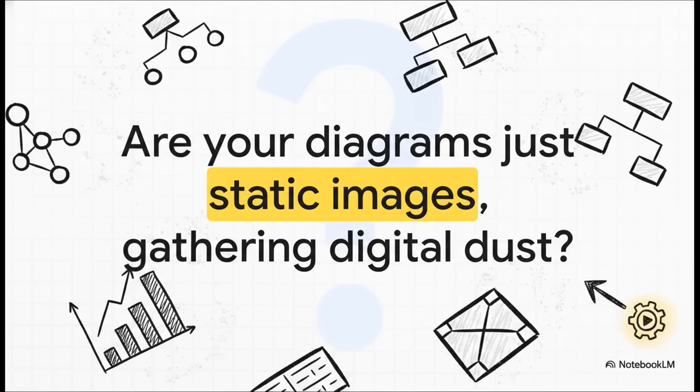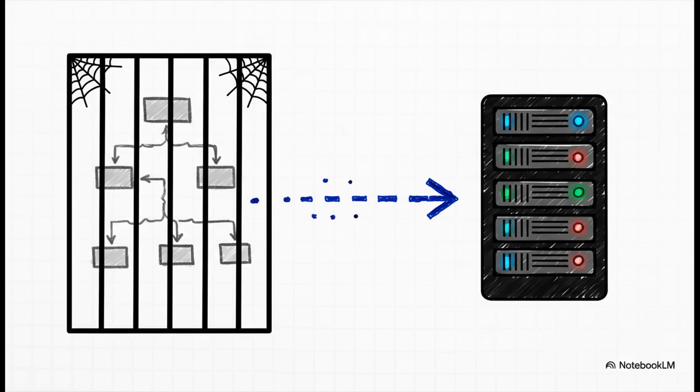So let me ask you a question. Think about the last diagram you made. You probably spent a ton of time on it, getting all the boxes and lines just right. But then what happened? It got saved, maybe dropped into a Confluence page, and then it just sat there, slowly gathering digital dust. And this is the problem, right?